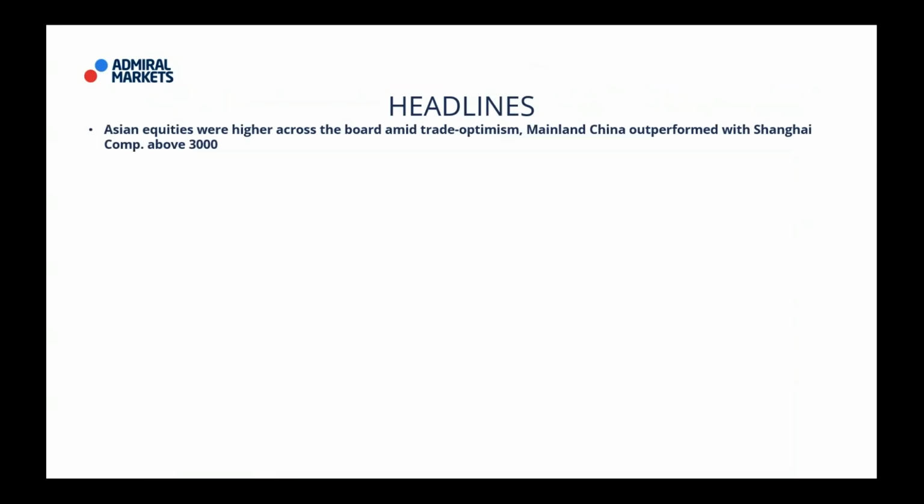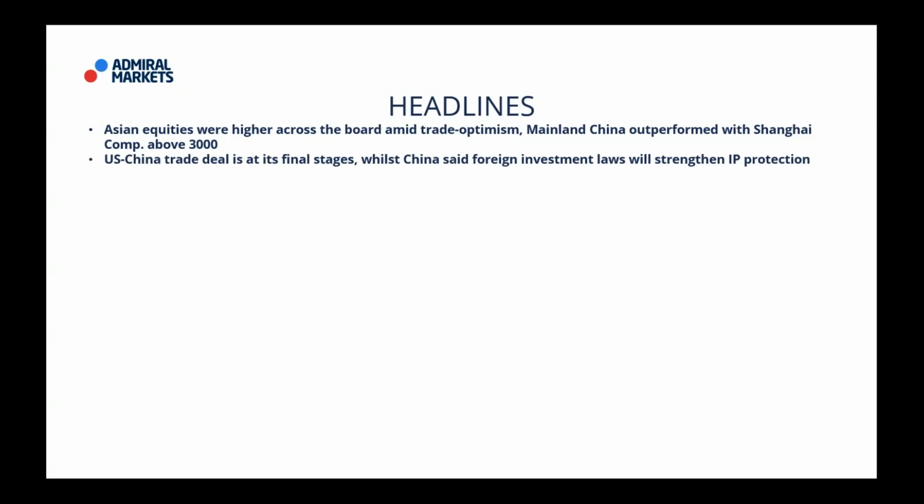Hopefully that makes sense. Headlines this morning: Asian equities were higher across the board amid trade optimism. Mainland China outperformed with their blue chips, the CSI 300, above 3,000. Shanghai was above 3,000. The US-China trade deal is at its final stages. Supposedly, China said foreign investment laws will strengthen IP protection.